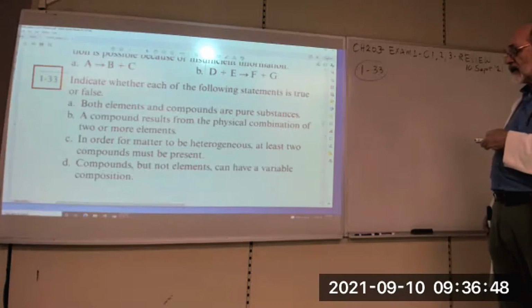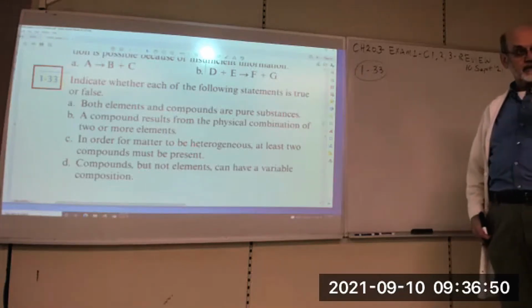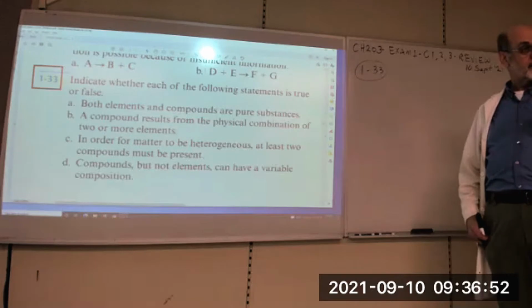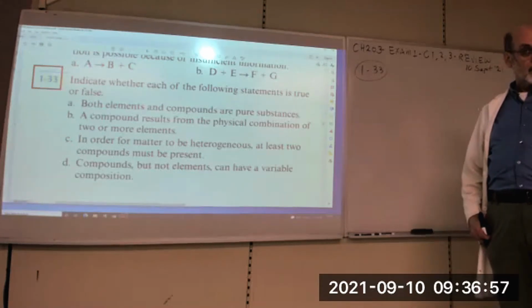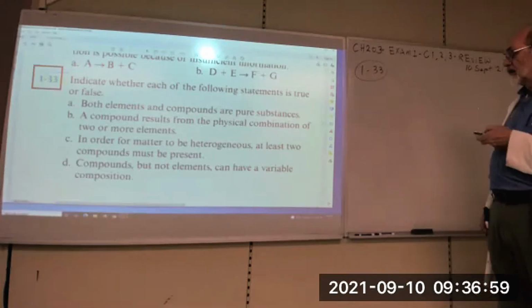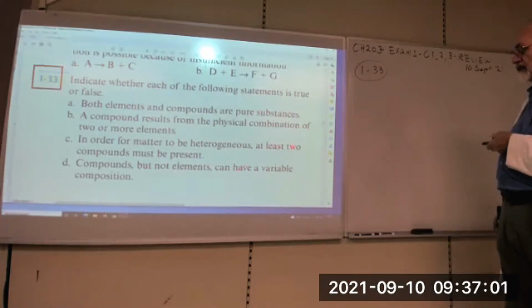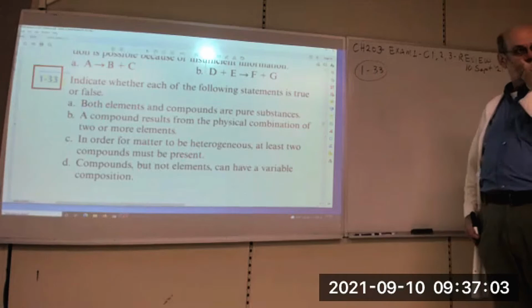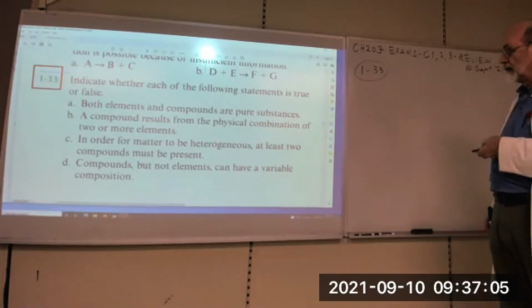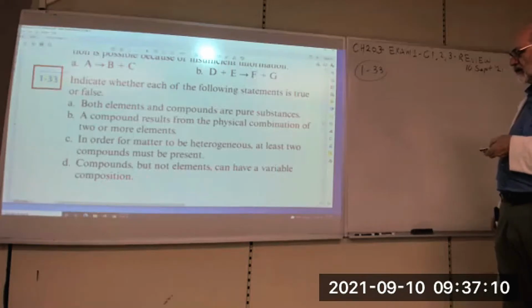Okay, the key here is heterogeneous means it's a mixture. And mixtures can be composed of elements or compounds or some of both. So that one has to be false. It's not just two compounds. Could be elements also. Compounds, but not elements, can have a variable composition.